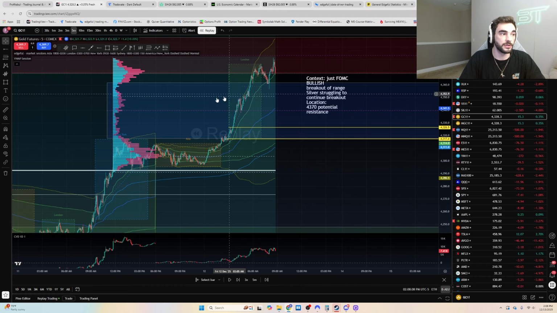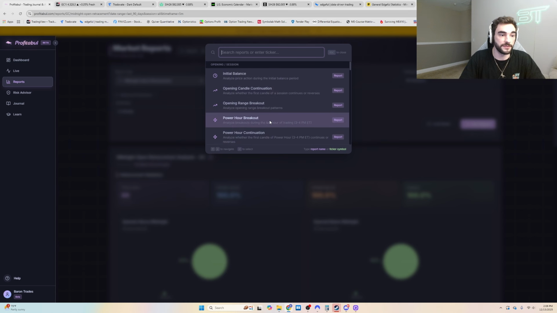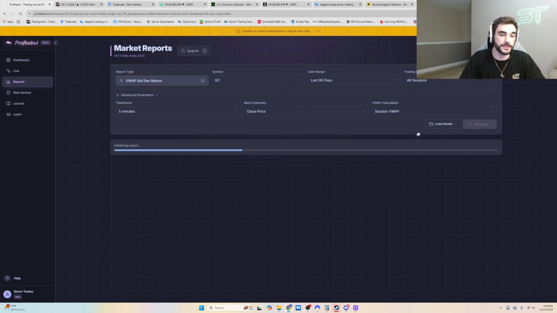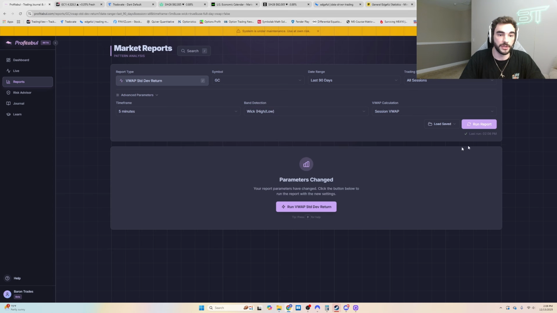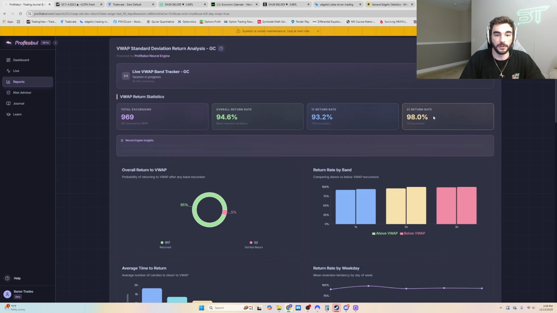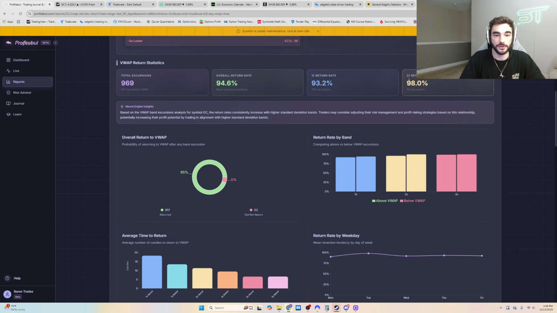Another thing I should look at, and I'm going to pull up Profitable for this because Edgefull doesn't even have this report: VWAP standard deviation return. And I'm going to look at the wick high-low, and I'm going to look at the full day, 6 p.m. Eastern. What I'm going to look at here is my second standard deviation band. The return rate is 98%.